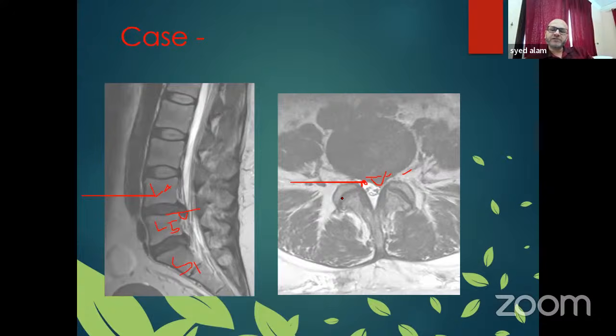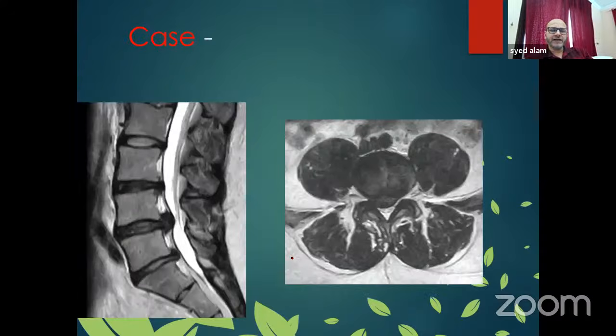We should comment upon some facet. Then you can see here, these are the nerve roots, other nerve roots, and there is CSF in between. So there is no central canal stenosis. This is the ligamentum flavum. This is the facet joint. And this is the disc extrusion.